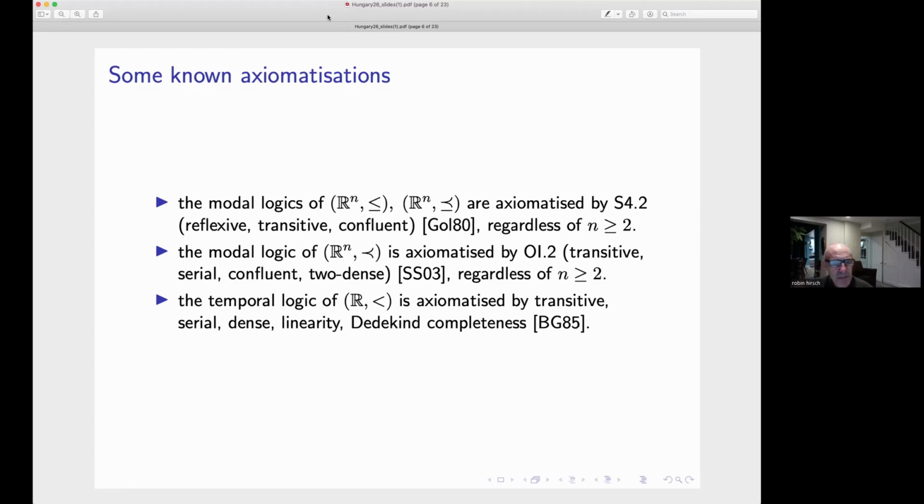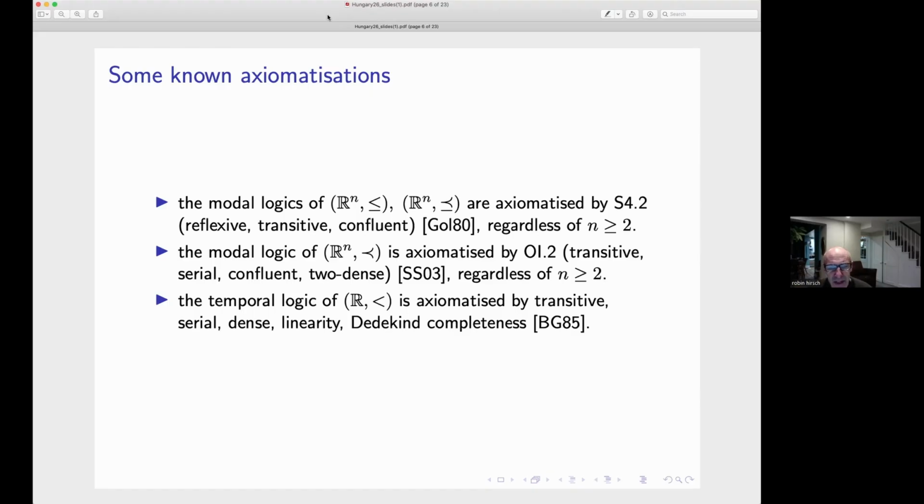But we do know something. First of all, we're going to consider the purely modal part. The purely modal part is where you can talk about the future, but you can't talk about the past. So you have F and G, but instead of F and G, we normally write diamond and box, and you don't have anything to tell you about the past. In this case, the modal logics for the reflexive frames are all axiomatized by S4.2, and what that means is that you have an axiom for reflexivity, transitivity, and confluence. If you've forgotten what those axioms are, I'm going to remind you a little bit later, but this was a result of Rob Goldblatt back in 1980.